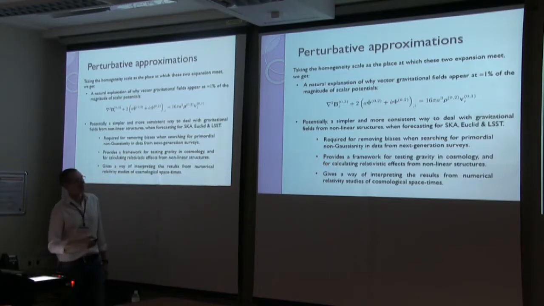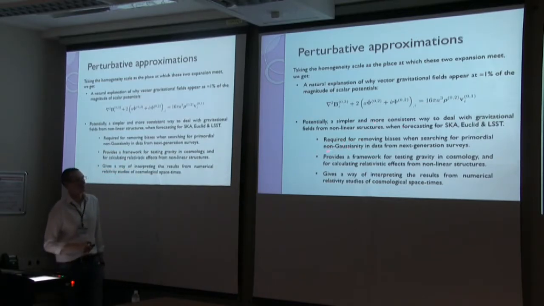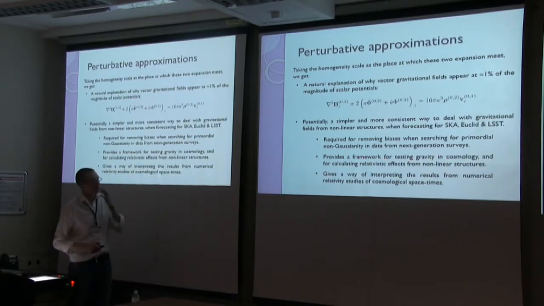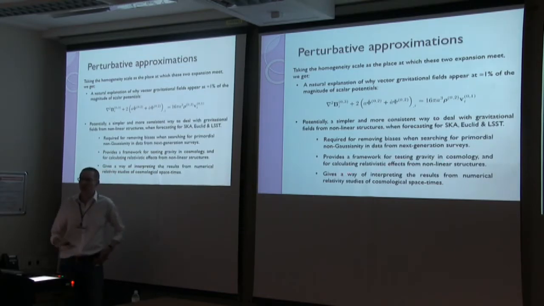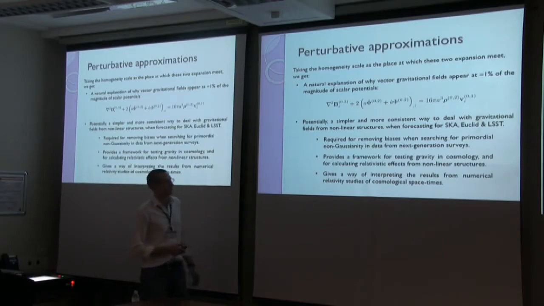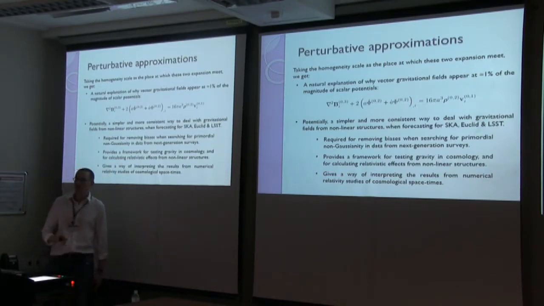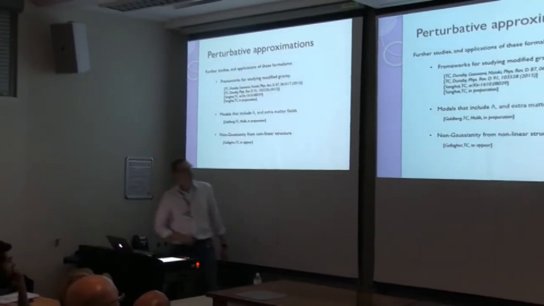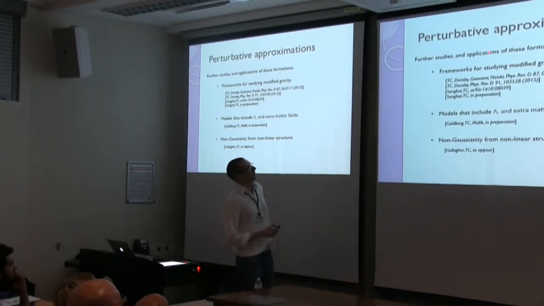So these kind of terms and the nonlinear gravitational effects they introduce, I expect, are going to be required for removing biases and searching for non-Gaussianity in next generation surveys. They provide a framework for testing gravity and cosmology, for calculating relativistic effects on nonlinear structures. So what I have in mind here is something along the lines of what Camille Bonvin has done using second order perturbation theory. And they also give potentially a way of interpreting the results from numerical relativity studies of cosmological spacetimes. So in particular, I'm thinking of the type of work that Julian and Alex have been doing recently on that point. So again, this is a very brief overview of something that's had a lot of work put into it by a lot of people.